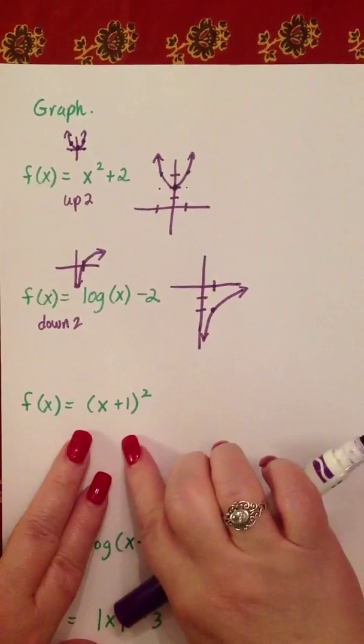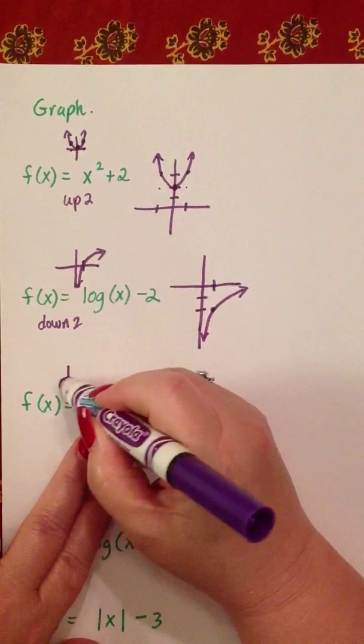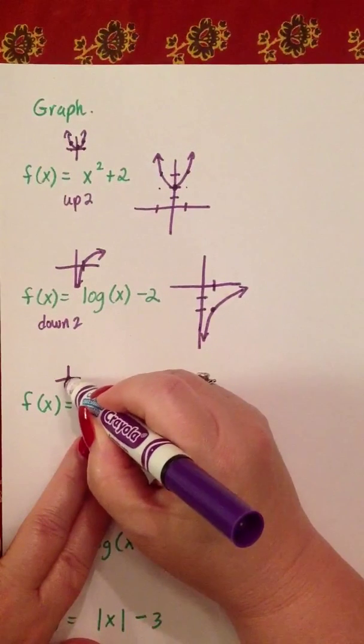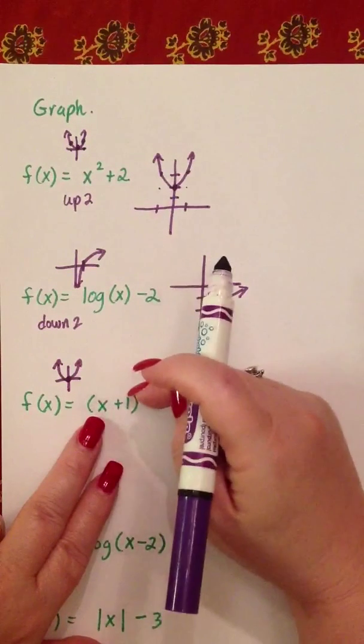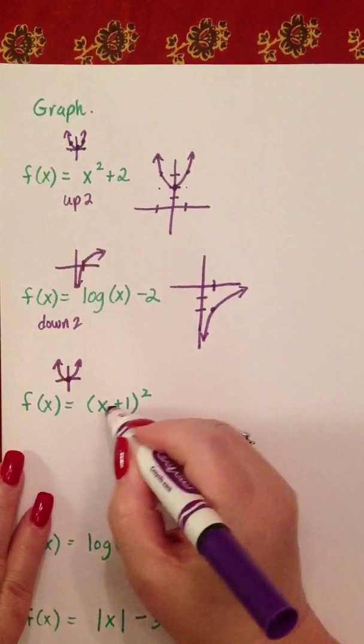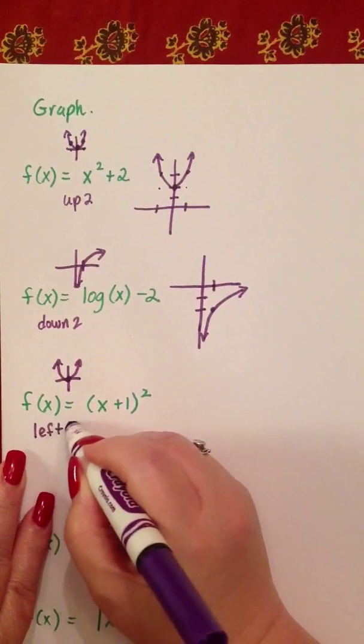Alright, this one here looks like the parent function is y equal to x squared, which of course goes through the origin and looks like that. But this one is going to, because of the x plus 1, it's inside the parentheses, you do the opposite thing. So I'm going to go left 1 unit.